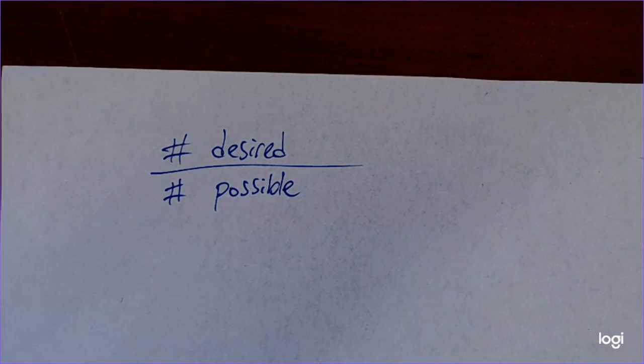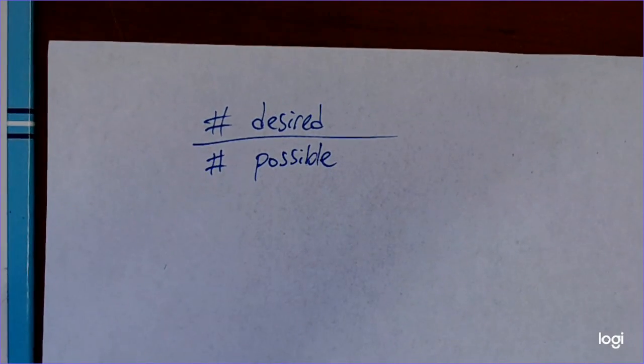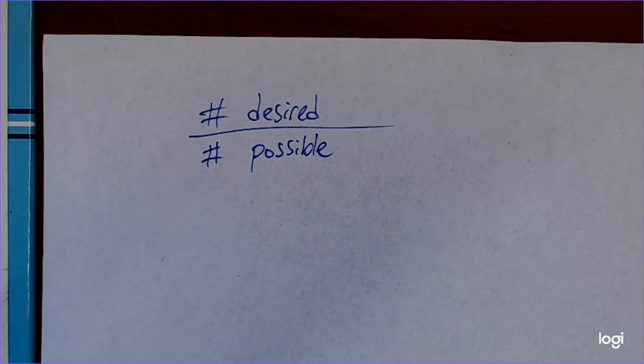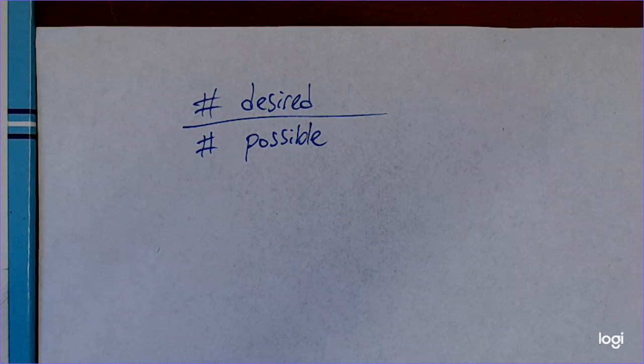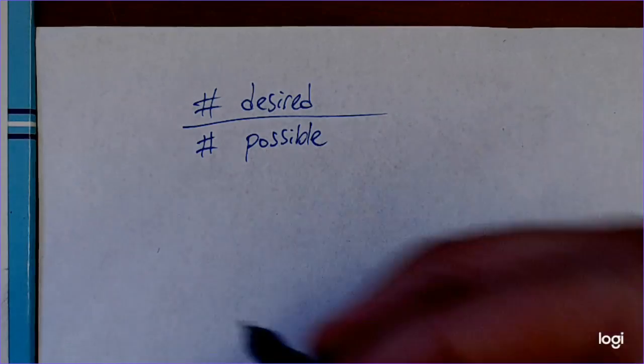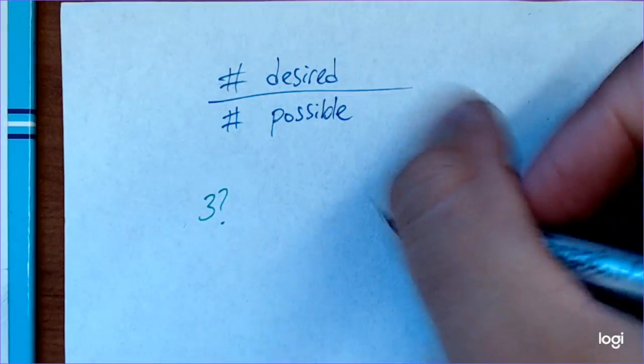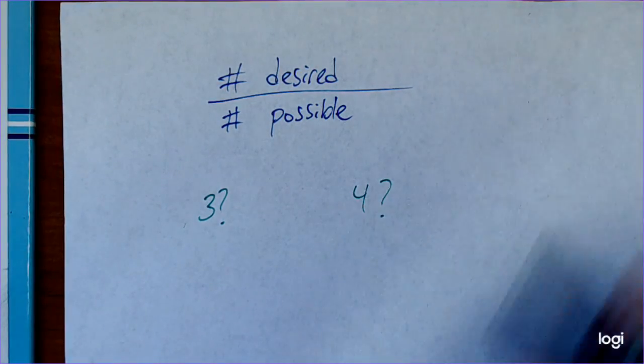I'm doing problem number 3 on page 349. They tell me one dice is rolled. What is the probability of getting a 3 or a 4? So if one dice is rolled, what's the probability of getting the number 3? Or what about the number 4 if I roll a dice?